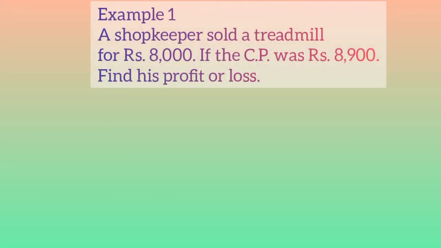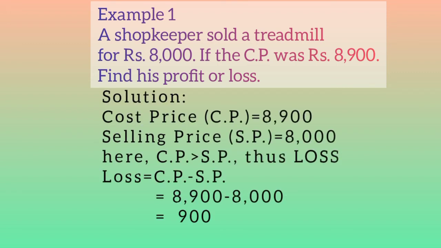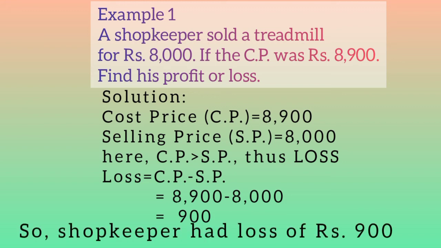Let's solve an example from your book. A shopkeeper sold a treadmill for rupees 8000. If the CP was rupees 8900, find his profit or loss. So here cost price is equal to 8900, selling price is equal to 8000. Here CP is greater than SP, thus it is a loss. The loss is equal to CP minus SP. So 8900 minus 8000 will give us 900. So the shopkeeper had loss of rupees 900.